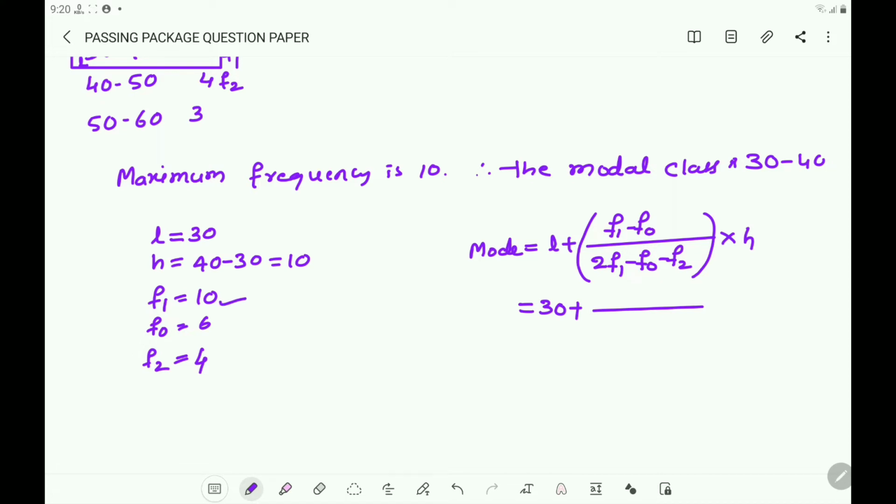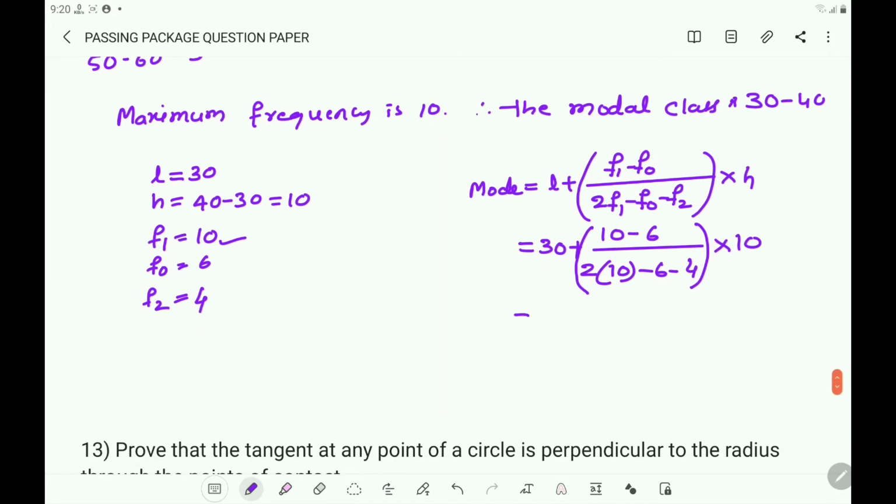F1 is 10. F0 is 6. 2F1, 2 into F1 is 20. Minus F0 is 6. Minus F2 is 4. That into H. What is H? H is 10. Then you write 30 plus 10 minus 6 is 4. 2 into 10 is 20. And minus 6 minus 4. What is the sum of minus 6 and minus 4? That is 10. Whole into 10.